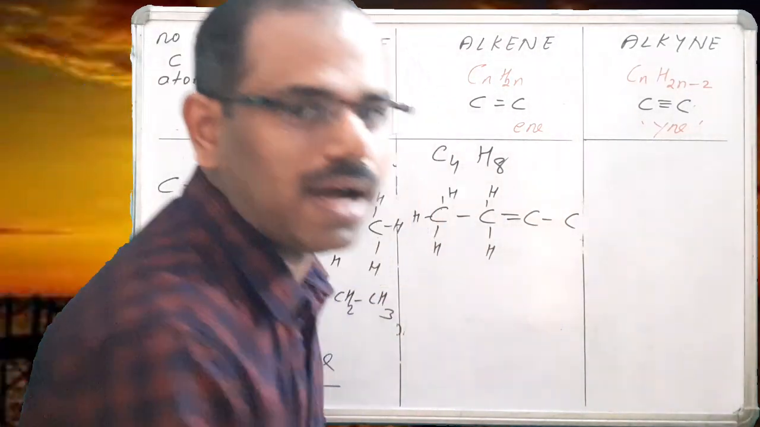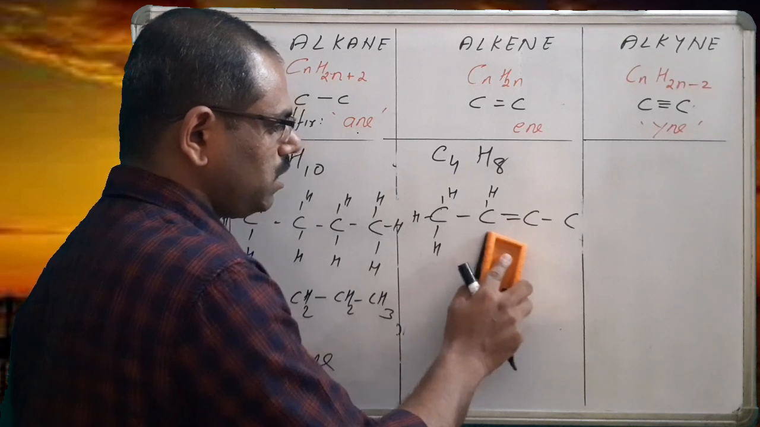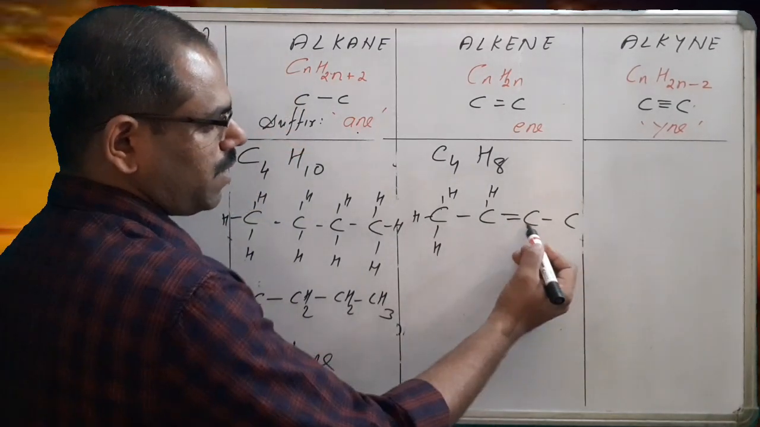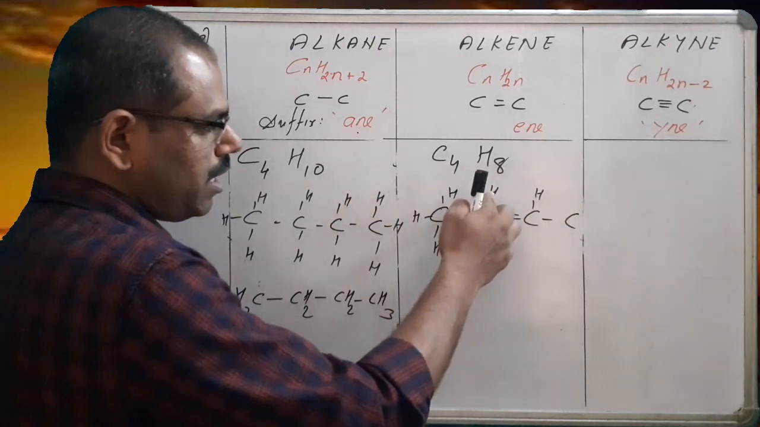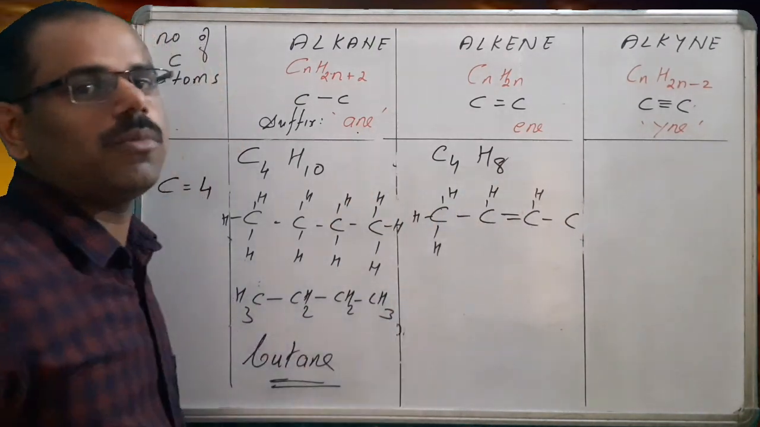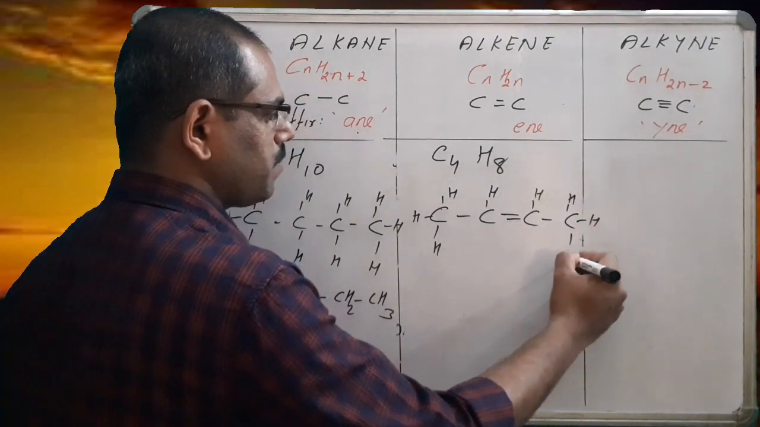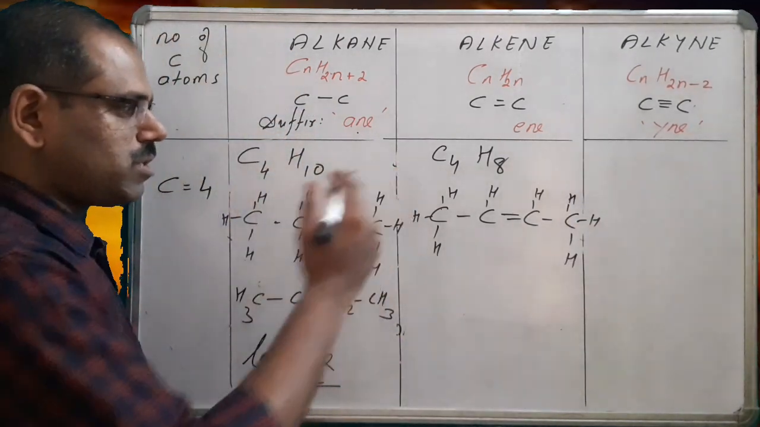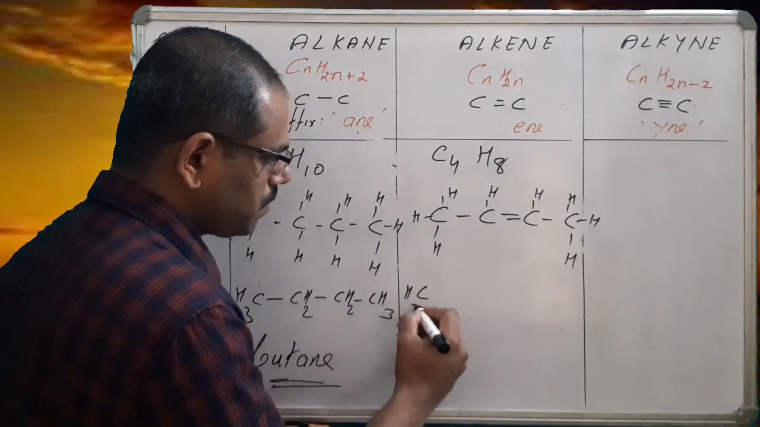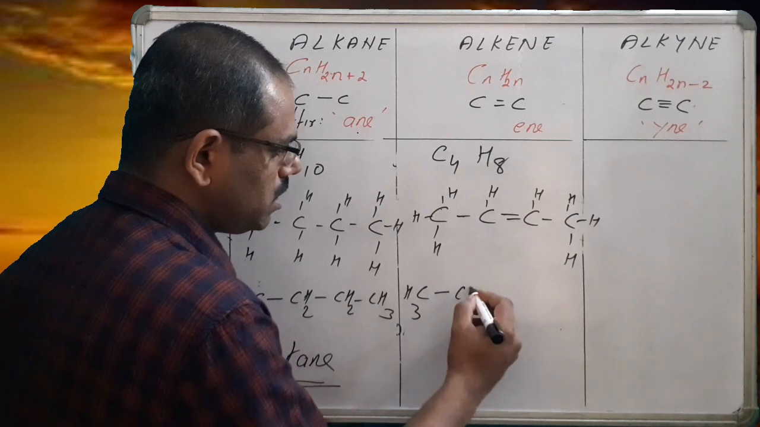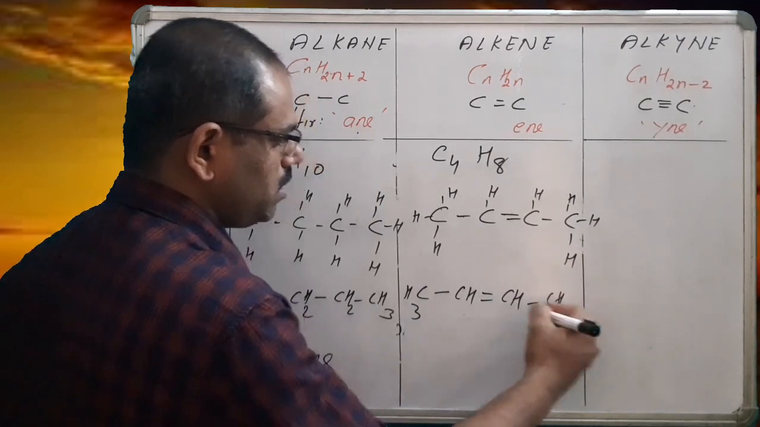There are 5 bonds there, which should not have happened, only 4. So I remove 1 H. The third carbon already has 1, 2, 3, so 4. Either you can keep this H at the top or at the bottom, no problem. And here 1, 2, 3, 4. Okay, so this is the structural formula. And how to make the condensed formula? CH3, single bond, CH, double bond, CH, single bond, CH3.